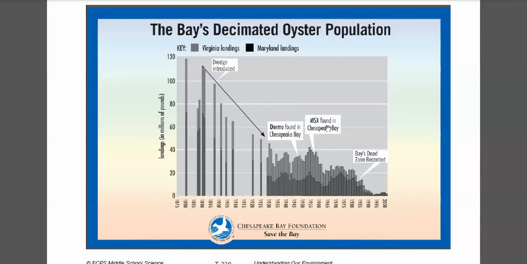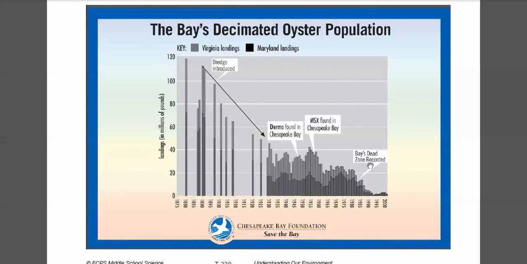I've got two others here. I've got Dermo found in the Chesapeake Bay and MSX found in the Chesapeake Bay. I don't know what Dermo and MSX are, so that's something I'm going to have to go look up. Based on the overall trend before and the overall trend during, honestly, those things don't seem to have had a huge impact on the overall population, although MSX does seem to have impacted the population somewhat more than Dermo did.